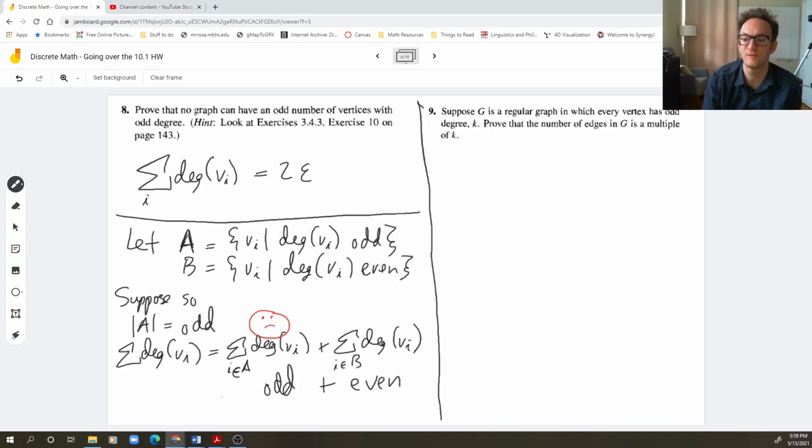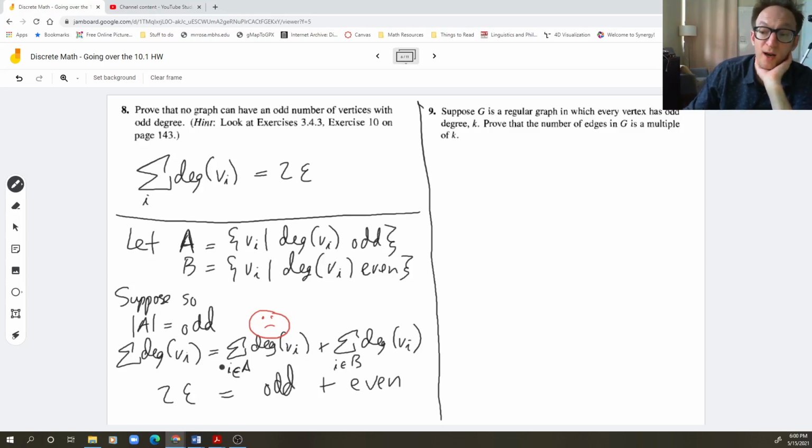This is the totally formal way of doing this. So one more time. If you had an odd number of vertices of odd degree, then by taking all the vertices of even degree and adding up all their degrees, that's even. But if you had an odd number of vertices of odd degree, then if you add them all up, you're adding up an odd number of odd numbers, which is odd.